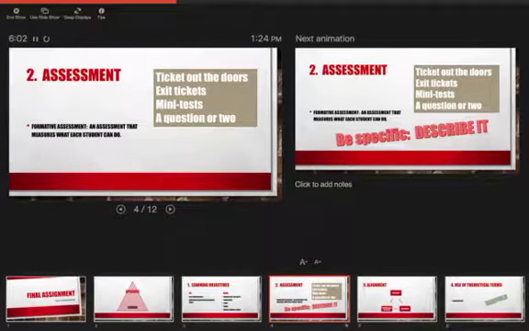So formative assessment, if I'm asking for a formative assessment, I want something that each and every child, some kind of data that you can get from each and every child. So that could be tickets out the door, exit tickets, mini tests, a question or two, something that you're going to collect from each and every student that lets you know how well they are mastering the objective.